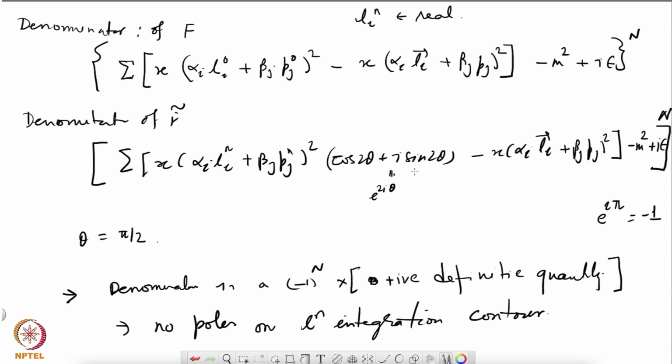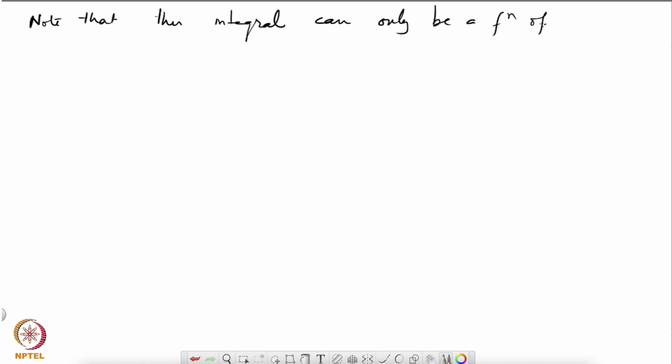So this integral now can only be a function of, okay, so let me show. Note that this integral can only be a function of, so I earlier told you that it is a function of p_i dot p_j. I am taking theta equal to pi by 2 now and arguing about f tilde for theta equal to pi by 2. So this is i p_i^n dot i p_j^n. This i is complex i, okay, minus p_i dot p_j. Okay, p_i and p_j are the external momenta. ith external momenta, jth external momenta. So that's what p_i dot p_j is.